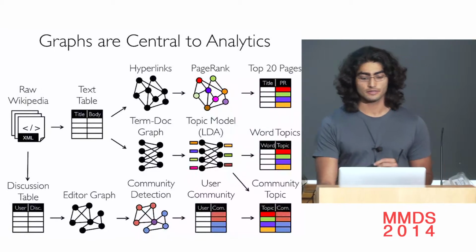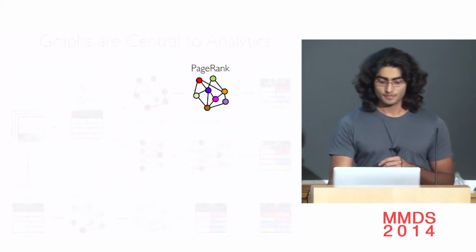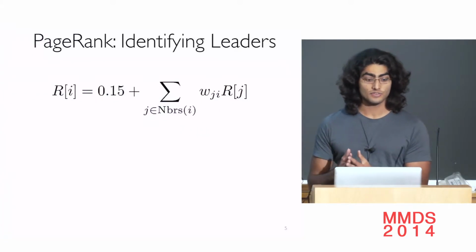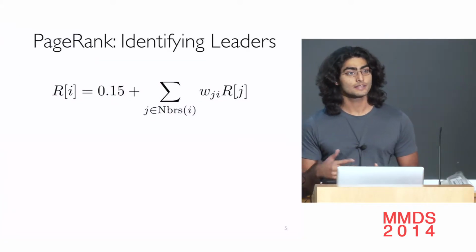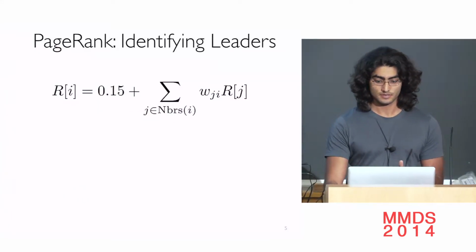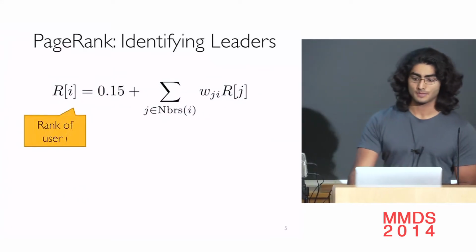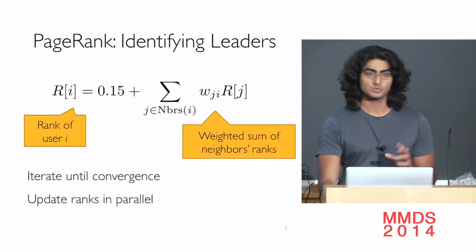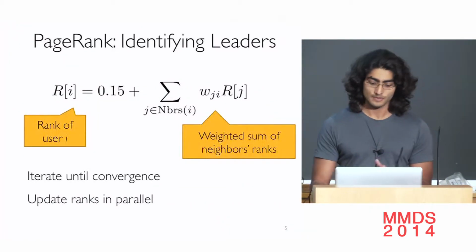So let's look at one of these algorithms, maybe say PageRank. PageRank identifies well-connected vertices by iteratively updating each vertex's rank using a weighted sum of its neighbors' ranks and repeating that until convergence. So here's the rank that it updates, and it performs this weighted sum. And these ranks can be updated in parallel, which is one of the key things that I'll be talking about in this talk.